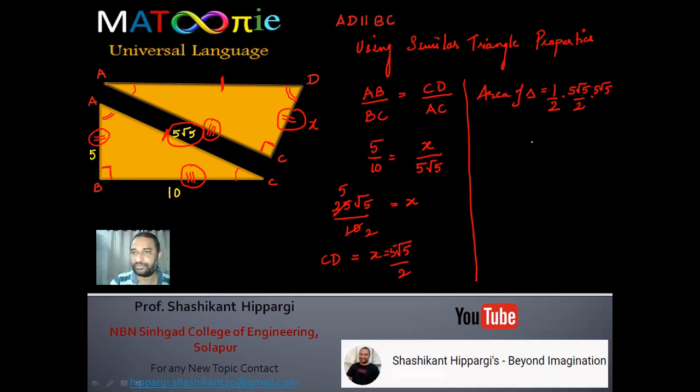So here if you check, 5 into 5 is 25, root 5 into root 5 is 5. So 25 into 5 is 125, 125 by 4. If you divide it, 4 ones are 4, 4 threes are 12, 4 ones are 4 point, and then 1 is left. So 4 twos are 8, and then 4 fives are 20. So the answer must be 31.25 square units. Okay, so this is the area of the triangle.